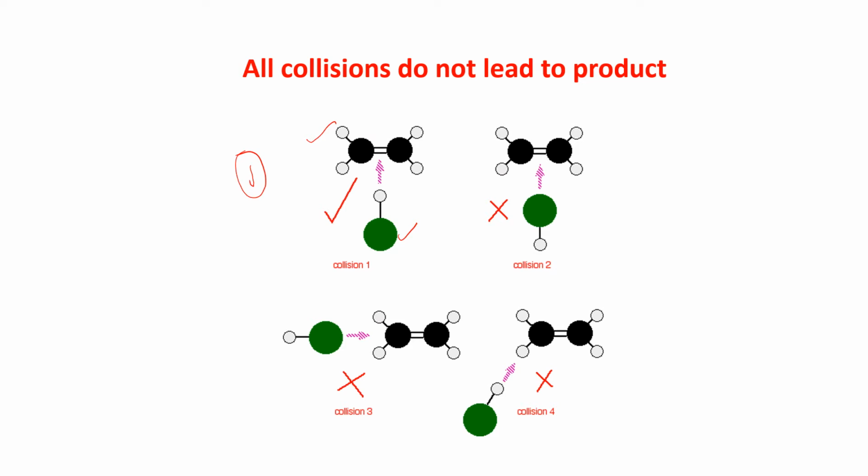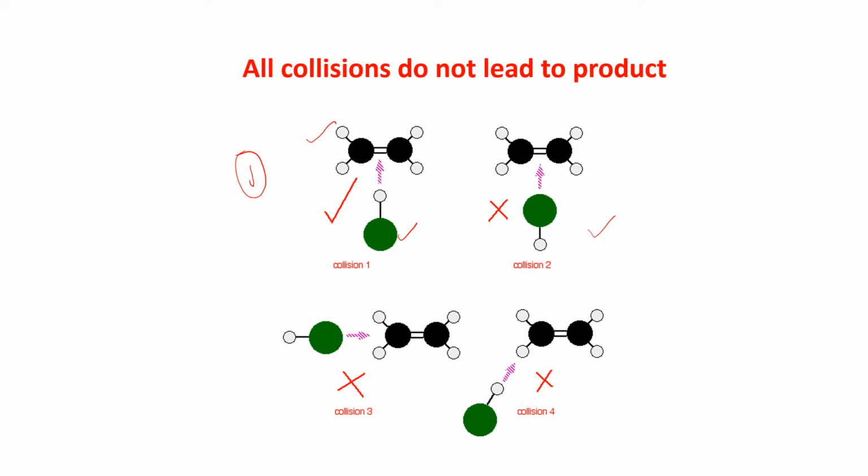The second molecule is coming and attacking the first molecule. The first molecule has a double bond. When the second molecule comes and attacks, the double bond should break. So the first case is the proper orientation. If this is the case, then it can open the double bond and the reaction can take place.